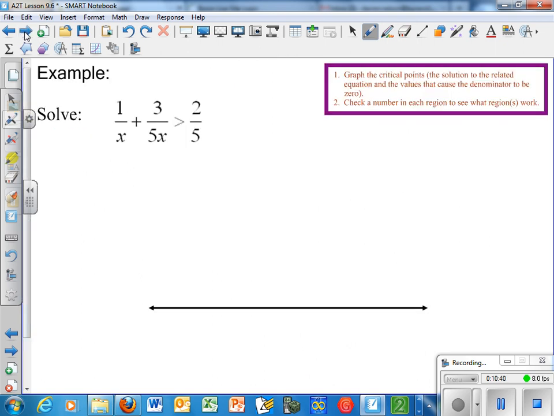But let's do this one here. So the critical value here, or the critical point, excluded value, whatever you want to call it, is x equals, now notice we have just an x and we have a 5x, so x equals 0 is our critical value or our excluded value.